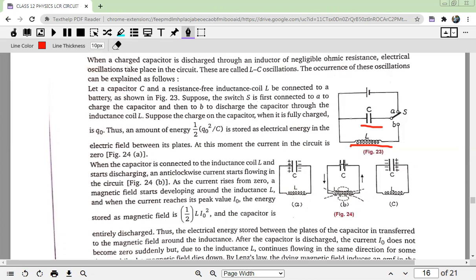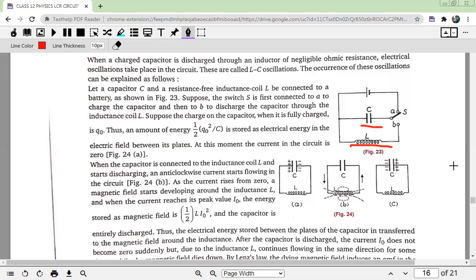In an ideal LC circuit, there will be a continuous change of electric potential energy into magnetic energy and from magnetic energy to electric potential energy. This continuous conversion of energy from one form to the other in an LC circuit is called the LC oscillations. Here energy is changing from one form to another.